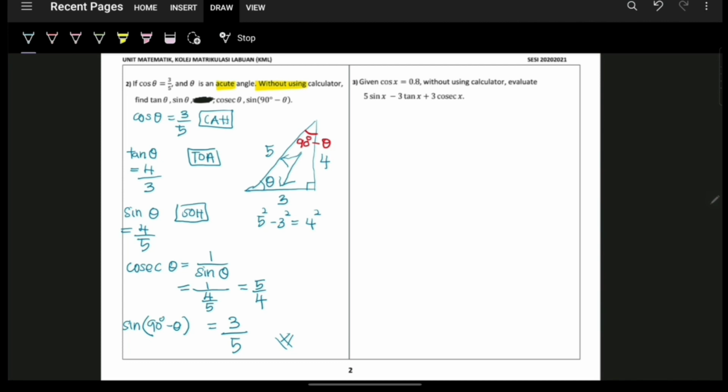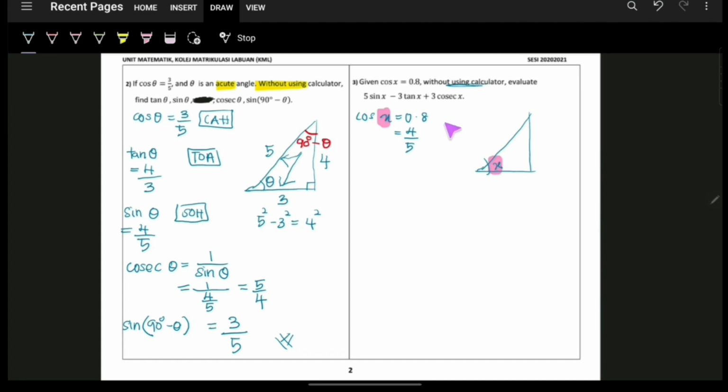Okay, next one, number 3, given to you that cos x equal to 0.8. To be safe, you put it into fractions, which comes out as 4 over 5. And without using calculator, evaluate this whole thing. So we need the sine x, tangent x, and cosecant x information. So basically, you need a triangle, same like before. And label this as x because we have x here. Because that's the information given by the equation, you need to use it.